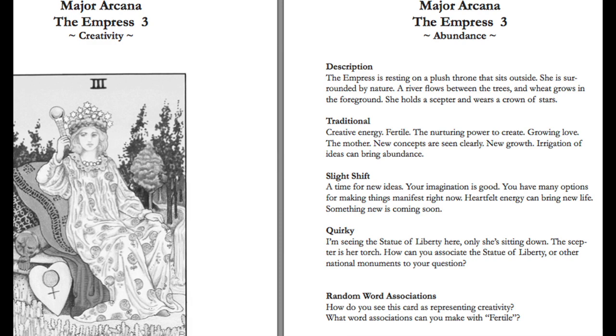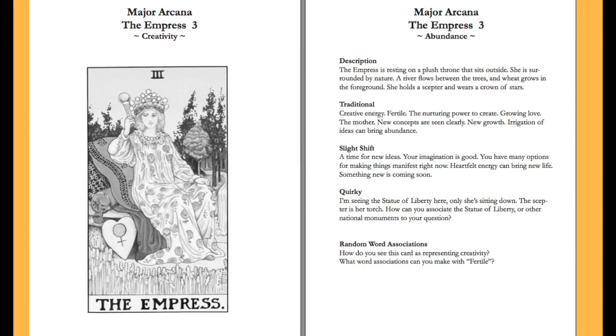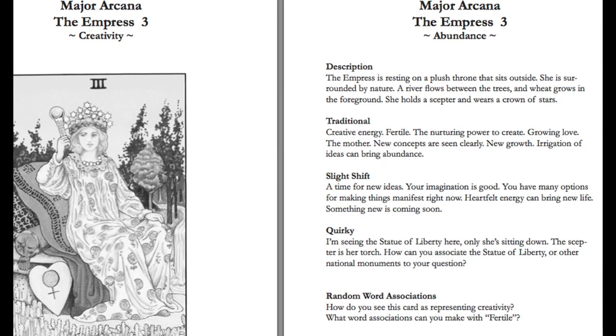So if you look at quirky here, I have the Empress here, and this is right out of my book. This is how the book is laid out for each card. And so quirky, I'm seeing the Statue of Liberty here, only she's sitting down. The scepter is her torch. How can you associate the Statue of Liberty or other national monuments to your question?